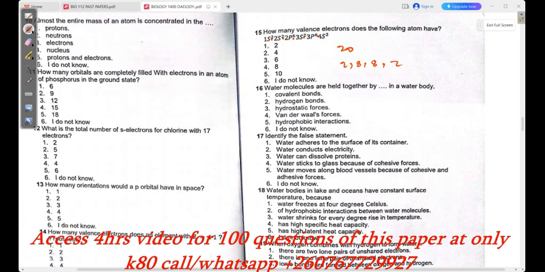So the question here is, how many valence electrons does the following atom have? It has 2 valence electrons. So the answer is 2. Electrons in the outermost shell are what we call valence electrons. So we have 2 electrons in the outermost shell. So that's the answer.